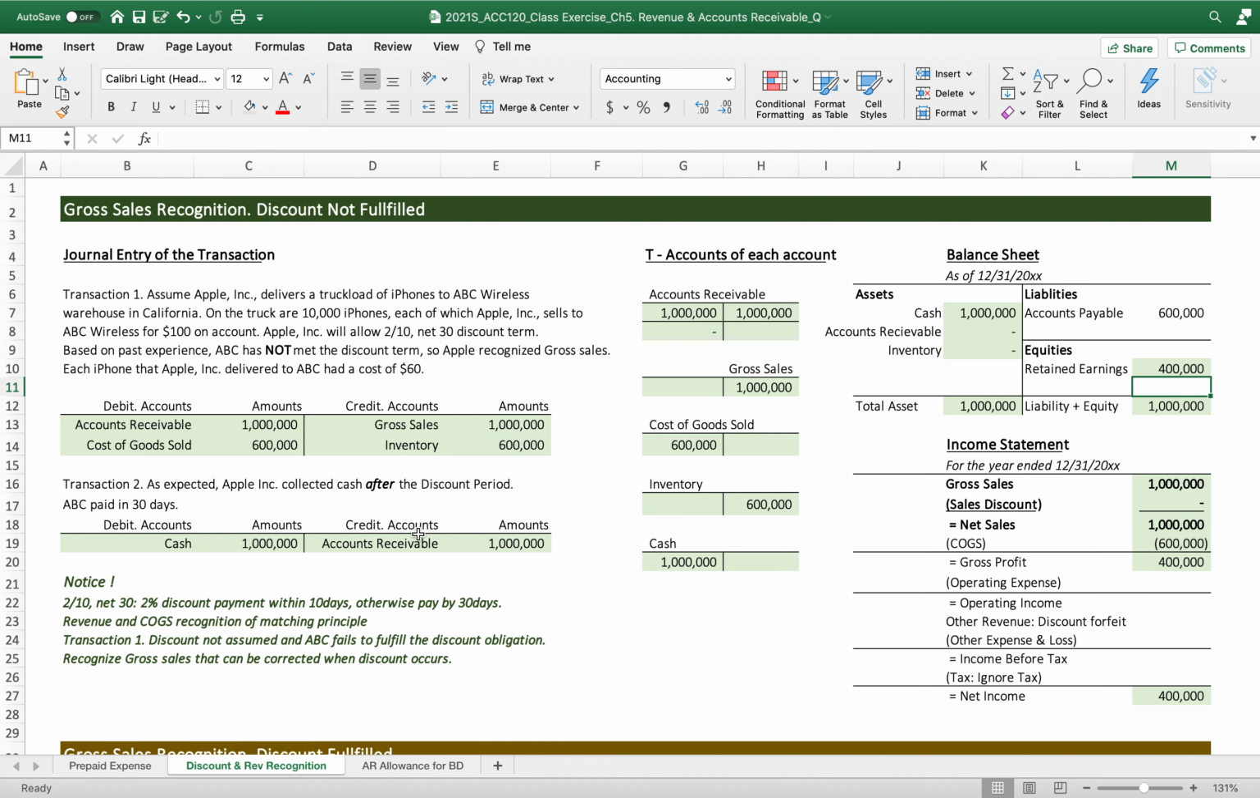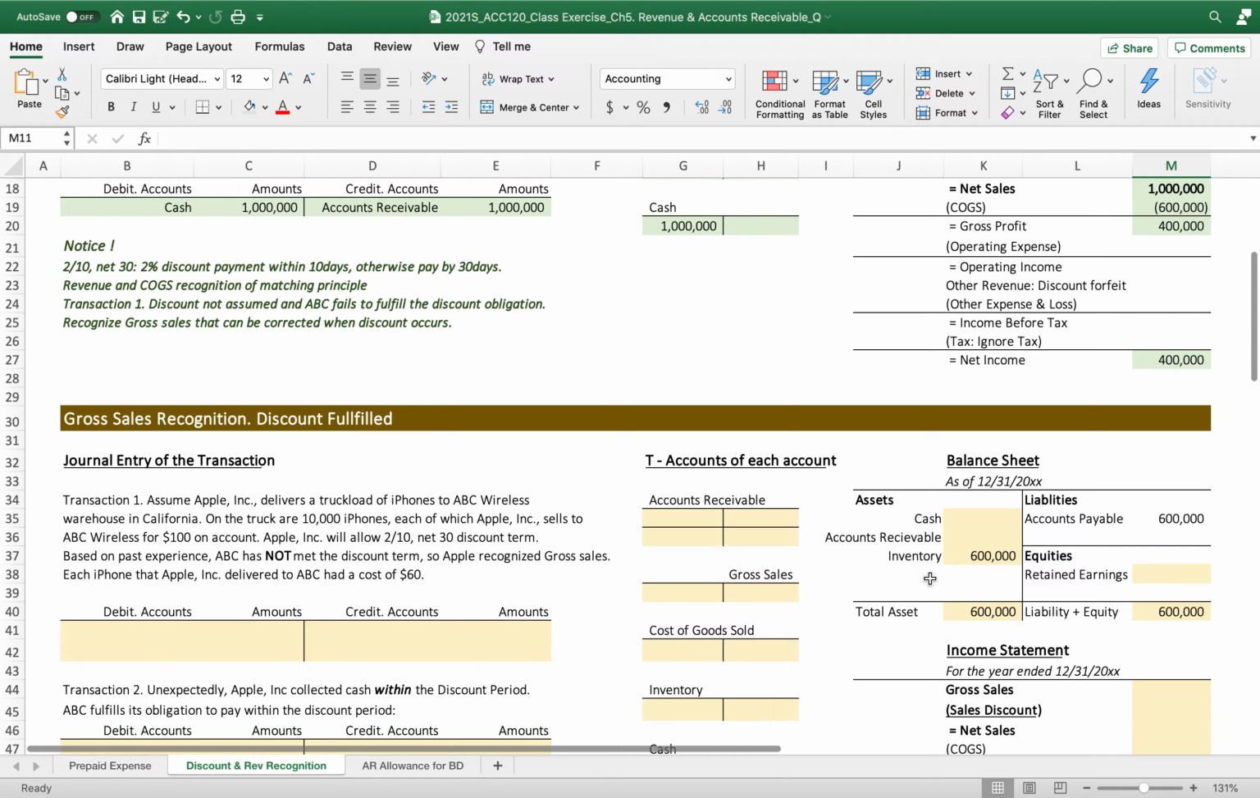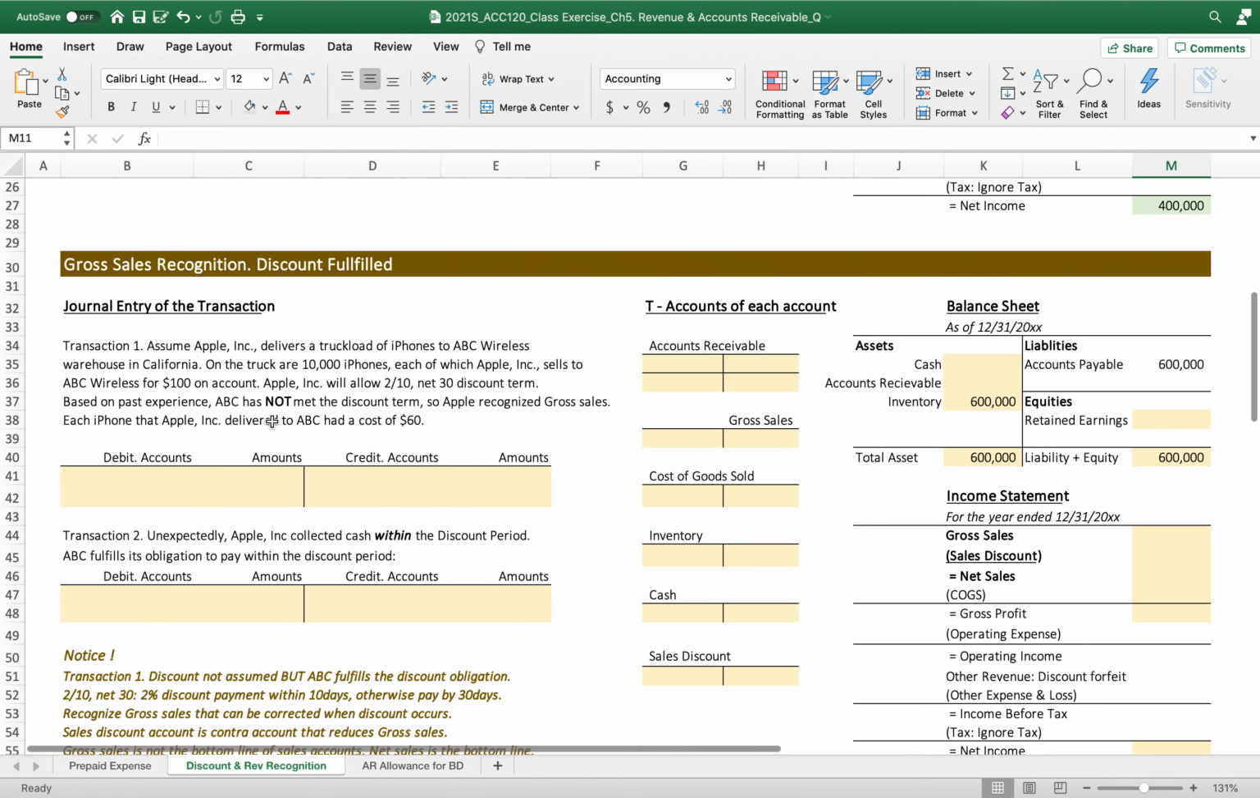So again, the point of this exercise is that if Apple Inc. assumes that ABC Wireless company is not going to fulfill the discount, then it has to record the gross sales of $1 million. Next, the gross sales record when the discount is fulfilled. It's the same situation. ABC has not met the discount term, so Apple recognized gross sales, its iPhone, the same information.